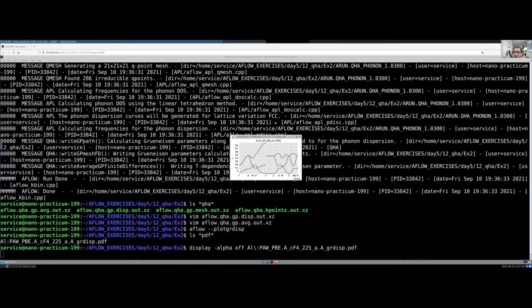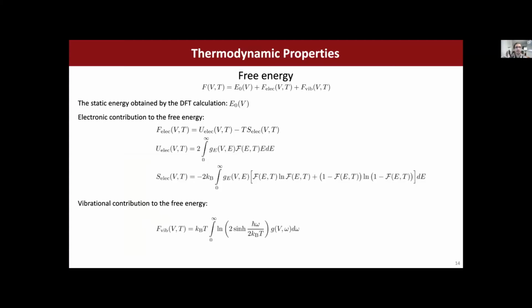And you see it's the same one as I showed you in my presentation. Second part of my talk is to tell you how to use a QHA module to calculate thermodynamic properties. And for that, the main information we need to know is free energy. In our case, it consists of 3 terms.